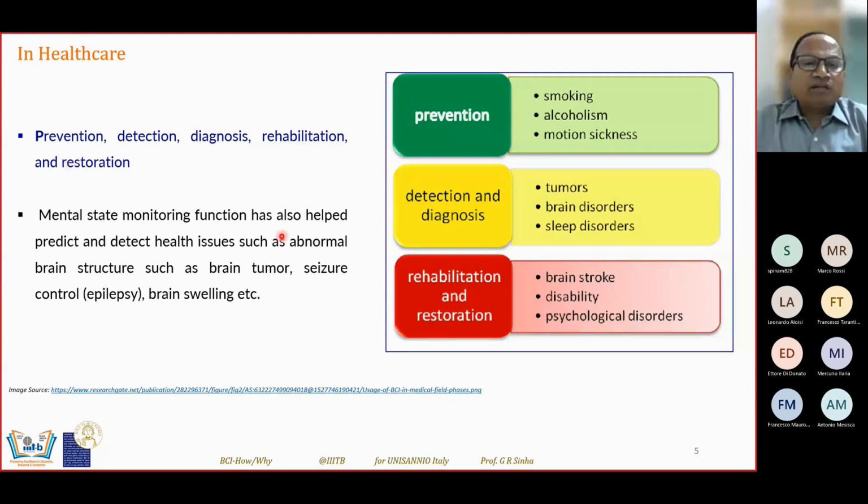Mental state monitoring function has helped to predict health issues such as abnormal brain structure, such as brain tumor, seizure control like epilepsy, brain swelling. So you see that even if there is a tumor, even if there is abnormal growth inside the brain, there is possibility, like seizure control in case of epilepsy or Parkinson's disease, wherever there is some abnormality related either to behavior or maybe dimension.